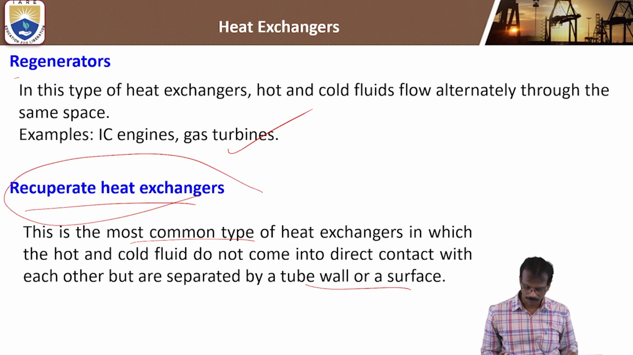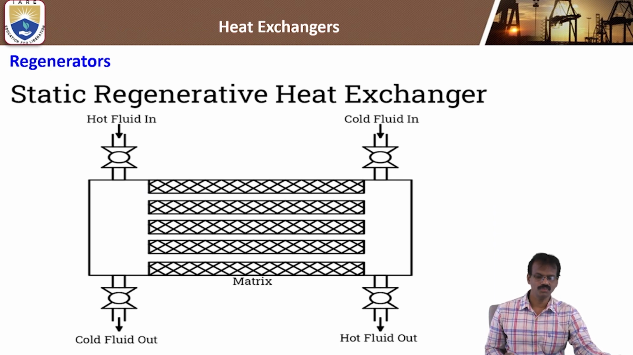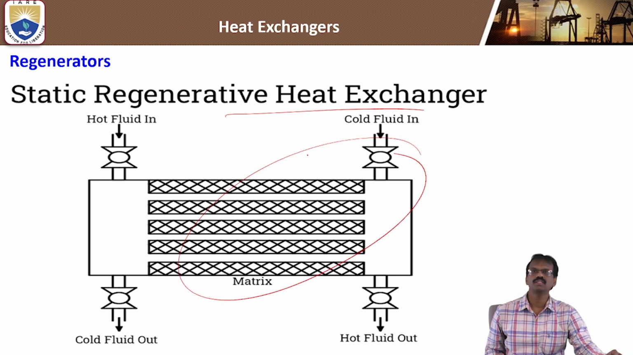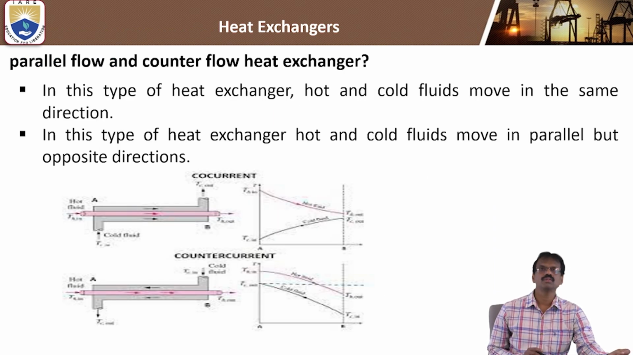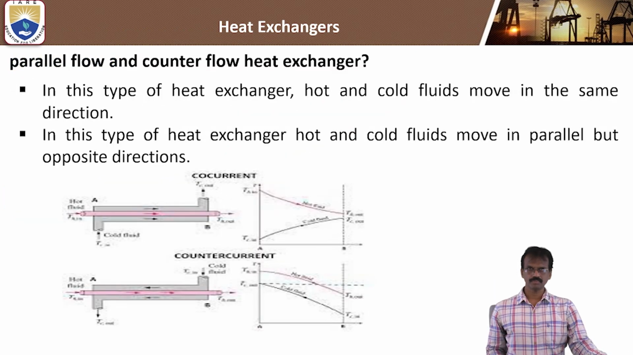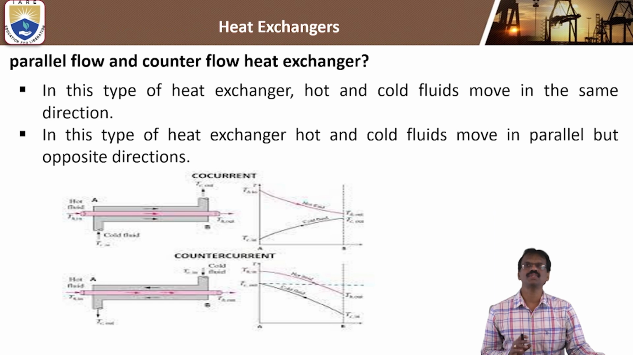You can see here, this is the regenerative type heat exchanger. Already I told that one. Same space will be occupied by both the fluids alternately. Okay. So heat is transferred from the hot fluid to cold fluid through that space. So next, after regenerators, recuperators, under which we will see three main types of heat exchangers.